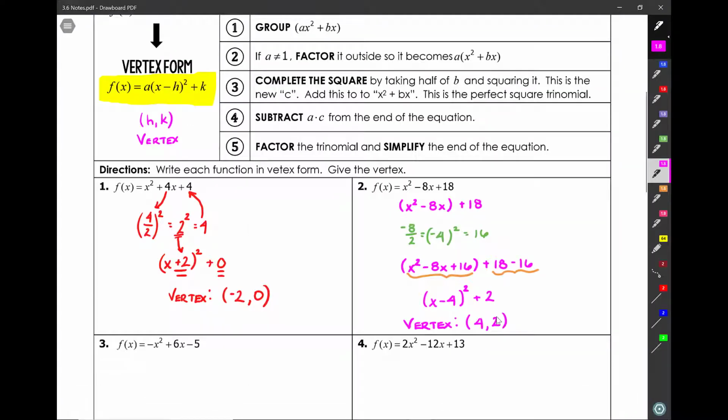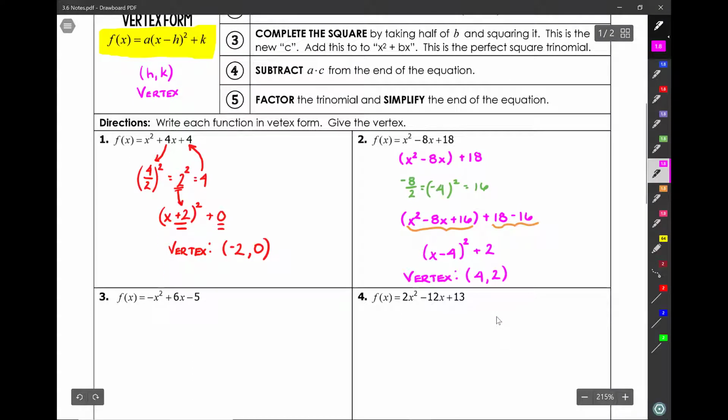So if you're having trouble doing these algebraically, try them first. Try to do them algebraically. If you're not sure, verify it graphically. But go back and forth between the two techniques, graphically and algebraically, to ensure that you're gaining an understanding of how these two things are related.